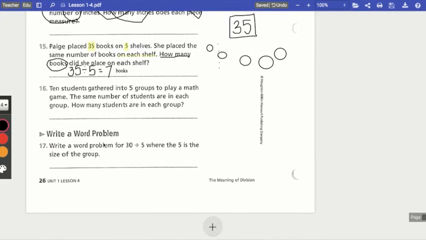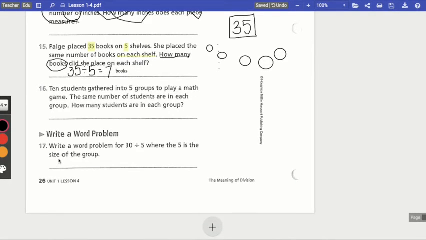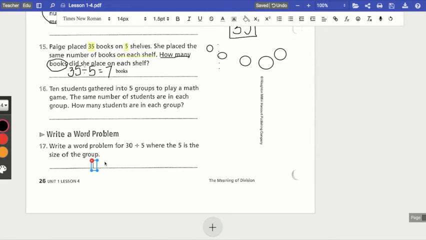This last one is going to be a problem for you on Google Classroom. Write a word problem for 30 divided by 5, where 5 is the size of the group. So here's my example, okay? This is how I would write it. Obviously, you're going to do something that's more applicable to you. But I could say, Mrs. Scholes has 30 K-pods.